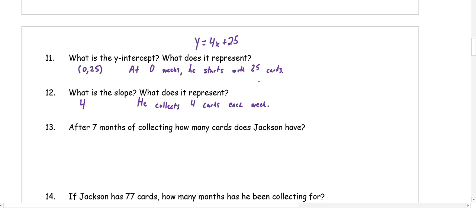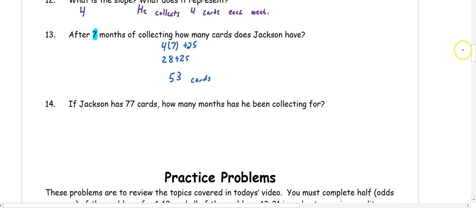After 7 months of collecting, how many cards does Jackson have? So remember that we can plug 7 in for x. So if we substitute 7 in for x, we have 4 times 7 plus 25, which is 28 plus 25. 28 plus 25 gets us 53 cards.